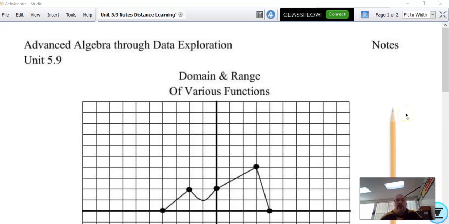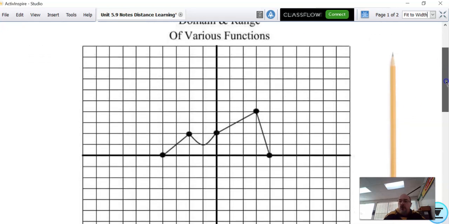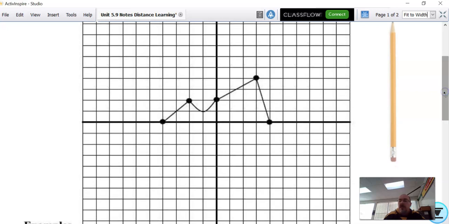We are on Unit 5.9. We're going to continue with domain and range, but we're going to look at some other type of functions. Now, these functions don't have an equation that goes with it. Like, this is actually considered a function.